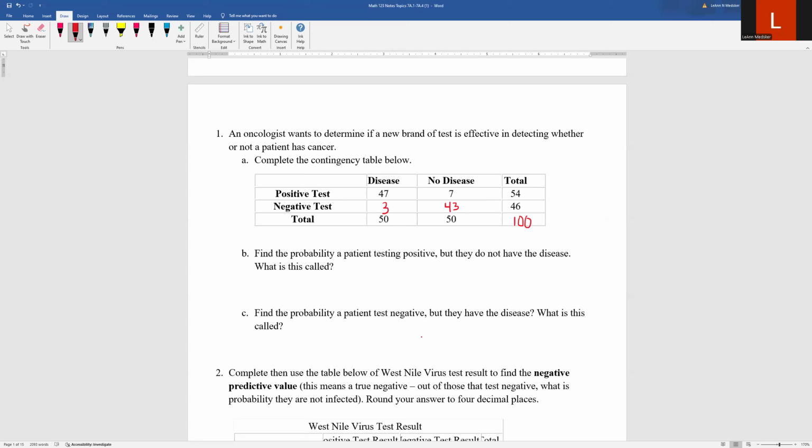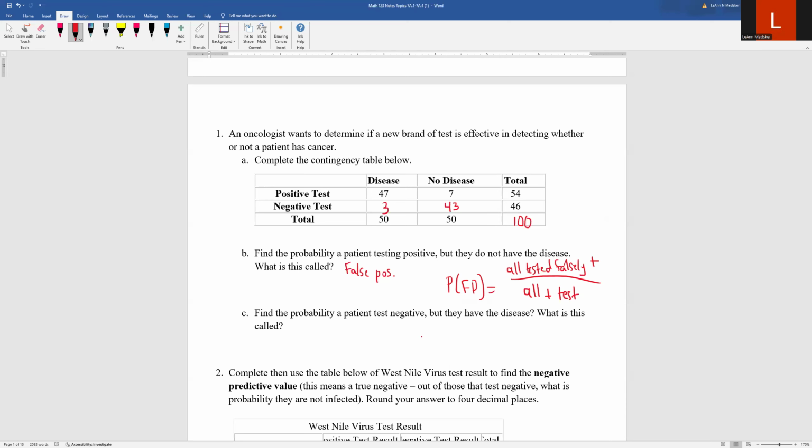Remember, that is called a false positive. Okay, so the probability of a false positive is all the people who tested falsely positive over all positive tests. Okay, that's our formula for that. So the positive test is a row this time. So really this is conditional probability.